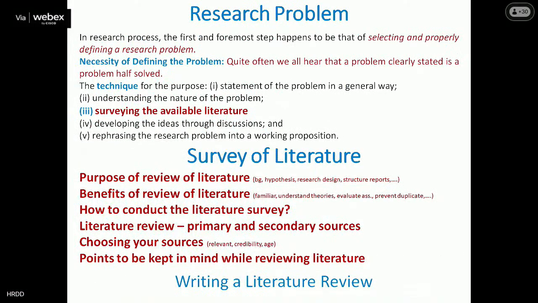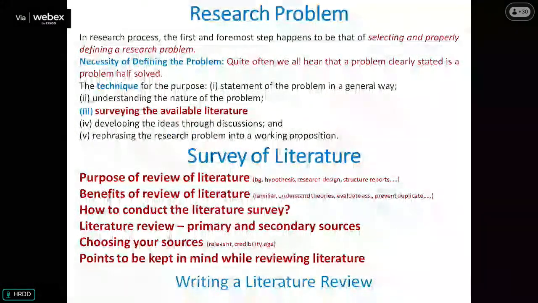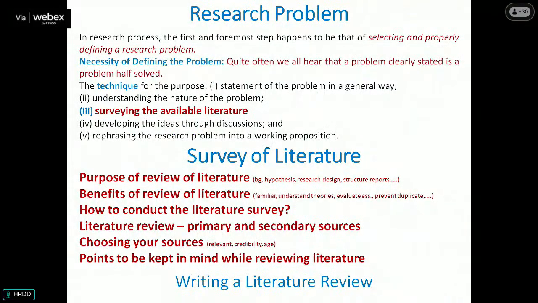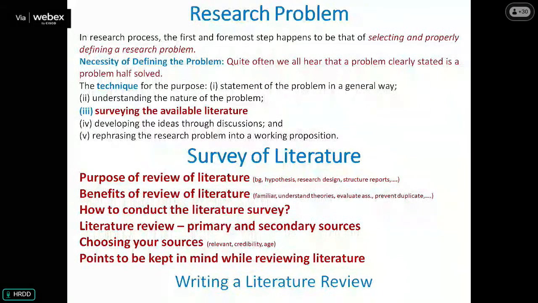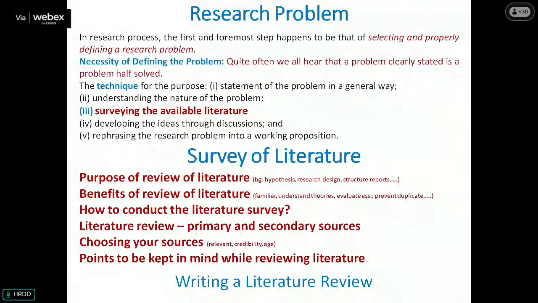In research problem, the first and foremost step in the research process is the definition of the research problem. What is the necessity of defining the problem? Because it is very important: if we understand the problem, then we understand what we have to do at a later stage. The technique we'll follow is that we first propose the problem in a general way, then understand the nature of the problem, survey the literature, develop ideas through discussion, and then finally rephrase the problem and propose it as a working proposition.